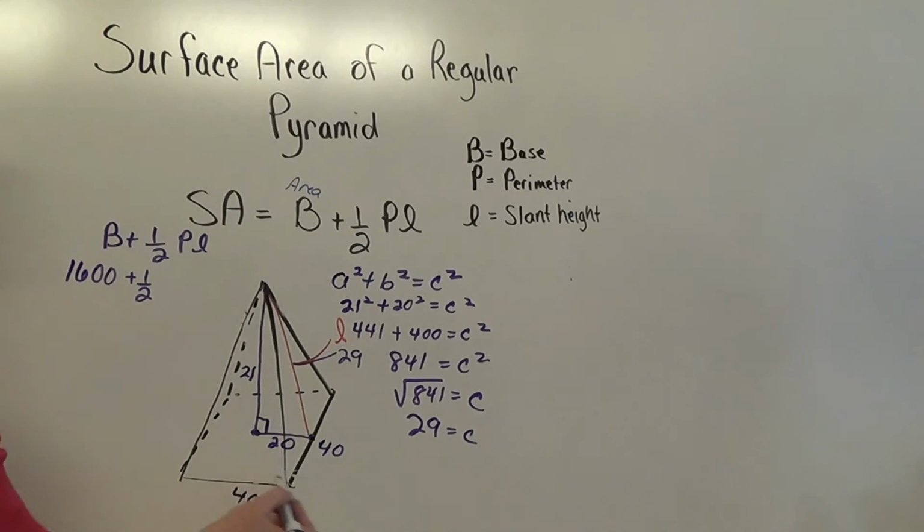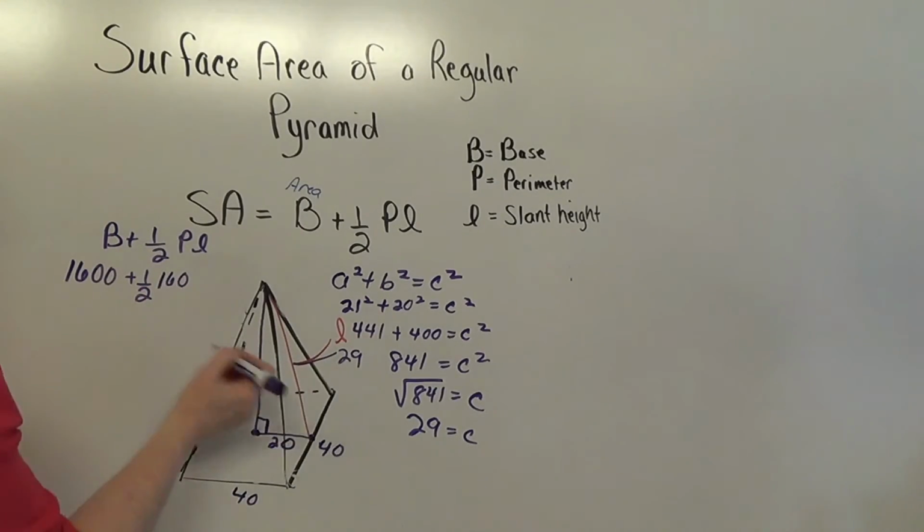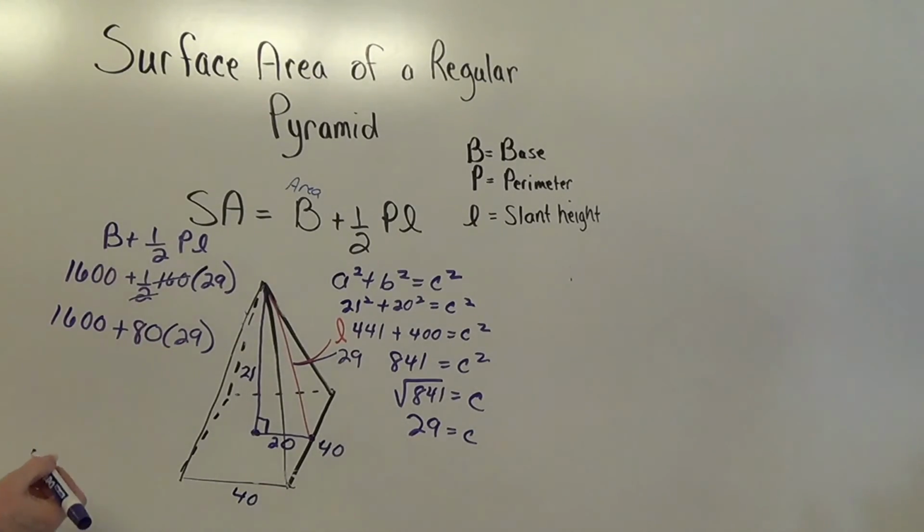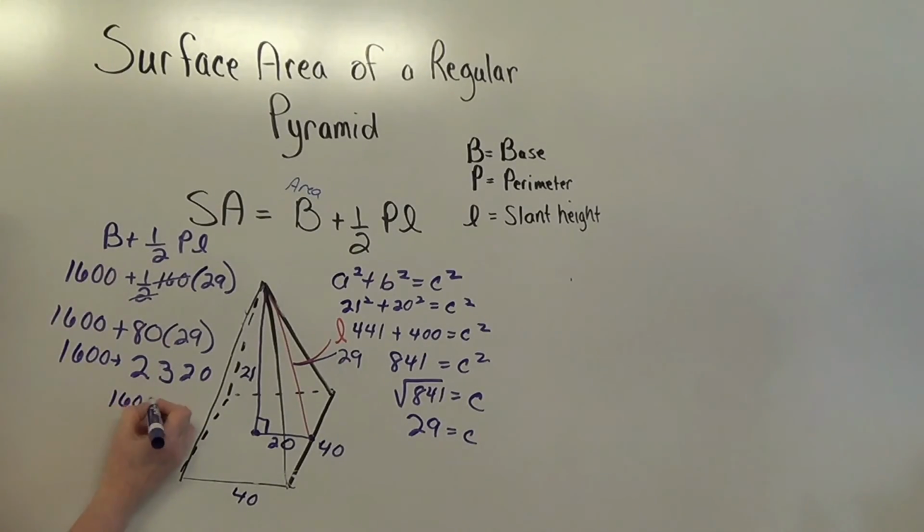And then my perimeter is a square again. And so I would just add up 40, 4 times. And 40, 4 times would be 160. And then we found our slant height, which was 29. And now I'm going to let the 2 hop into the 160, and that'll be 80. I just cross simplified. And so 80 times 29 is 2,320. And then I'm going to add that to my base of 1,600. And 1,600 plus 2,320 is 3,920, and then let's say that this was in yards. That would be yards squared, the surface area of that particular pyramid.